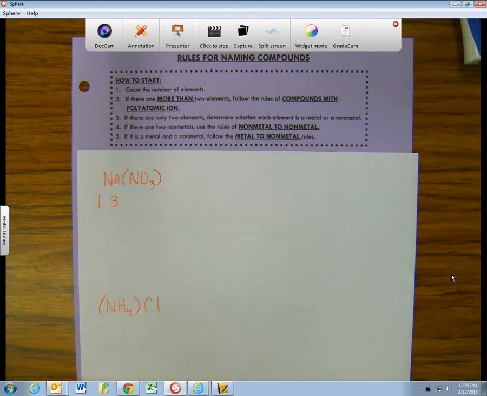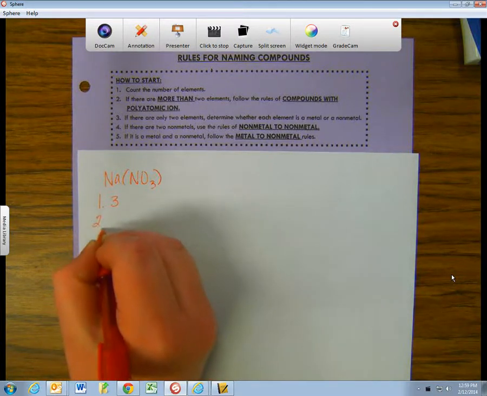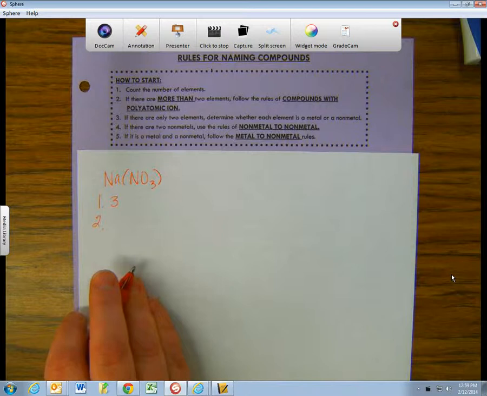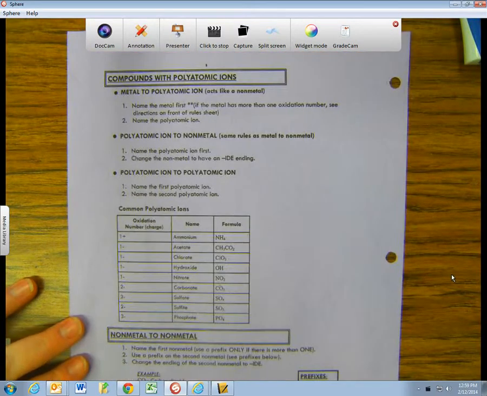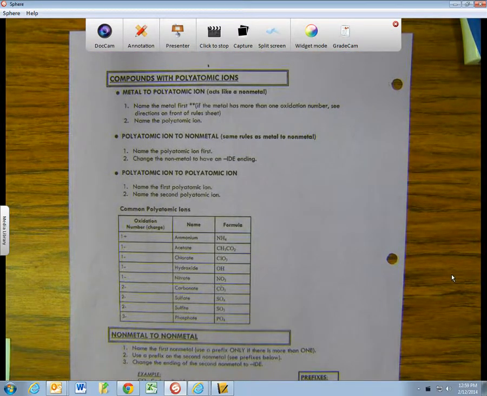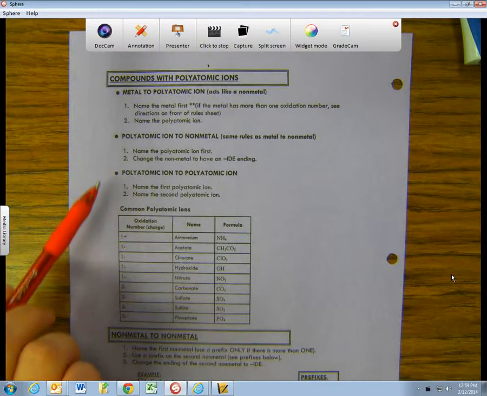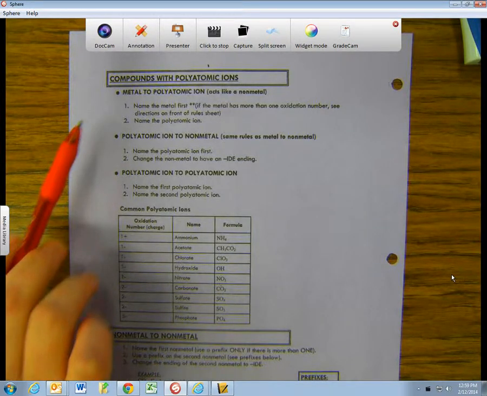Step 2 says if there are more than 2 elements, well, there are. So we're going to follow the rules of compounds with polyatomic ions. So we're going to flip over the rule sheet to the back. And if you'll notice, there are 3 types of polyatomic ion compounds. Oh, sorry, that froze. It freaked me out.